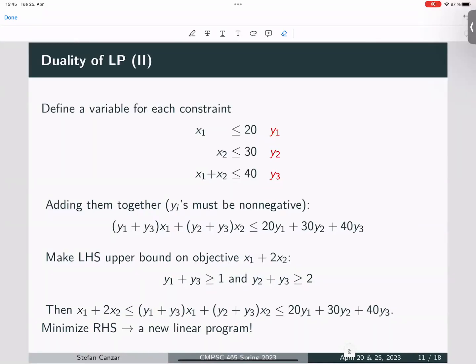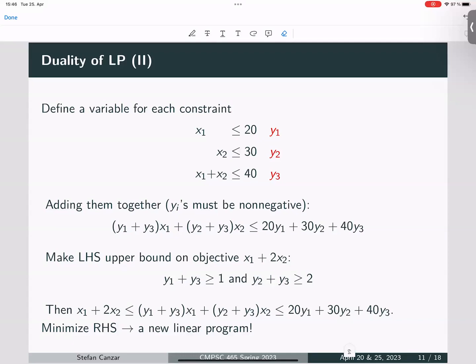Okay, but then we're actually done. We have obtained an upper bound, because we can now say the objective of our linear program will be smaller or equal than this term, which is the left-hand side here, provided that we set these variables to at least 1 and at least 2. So if we set these variables y1, y2, y3 such that y1 plus y3 is at least 1, and y2 plus y3 is at least 2, then this term will be greater or equal than our objective. So that's what's shown here.